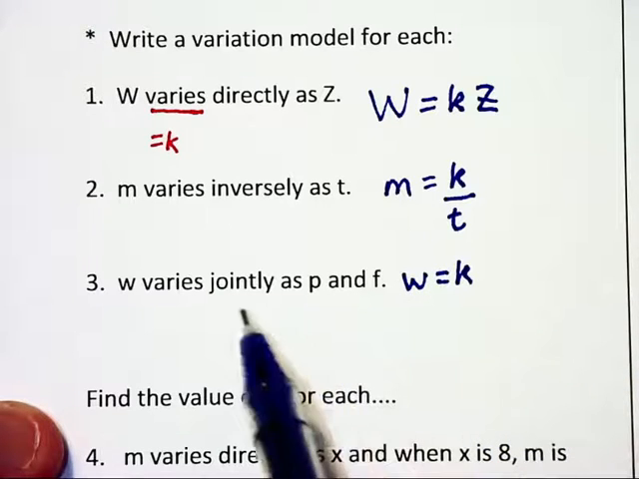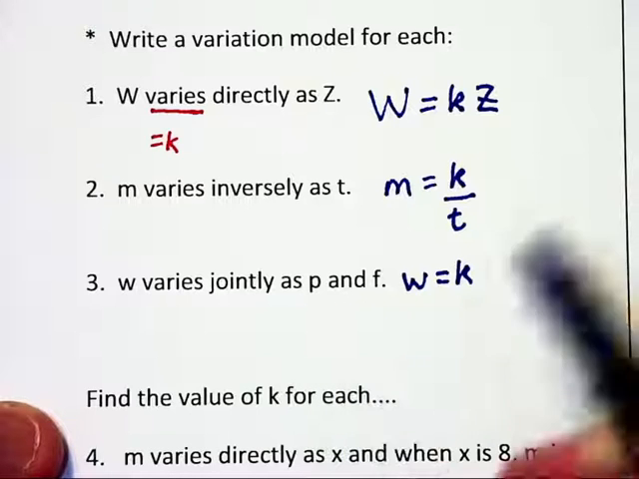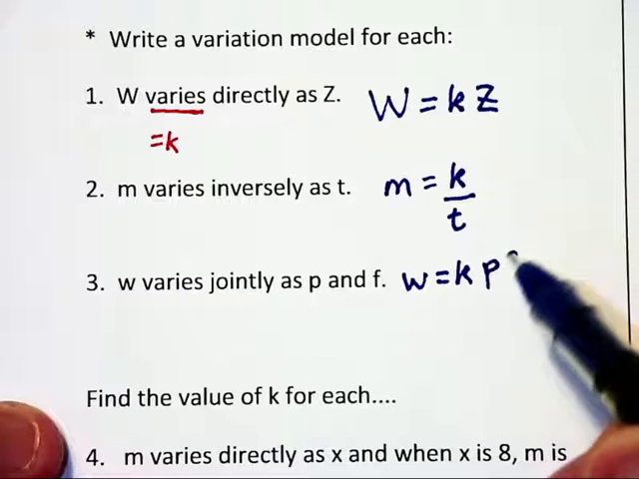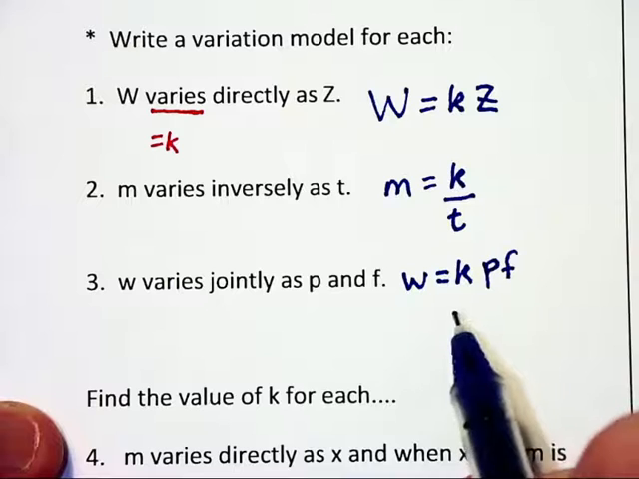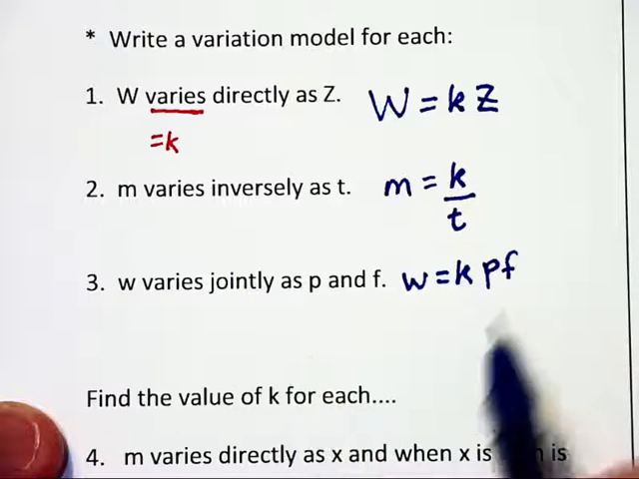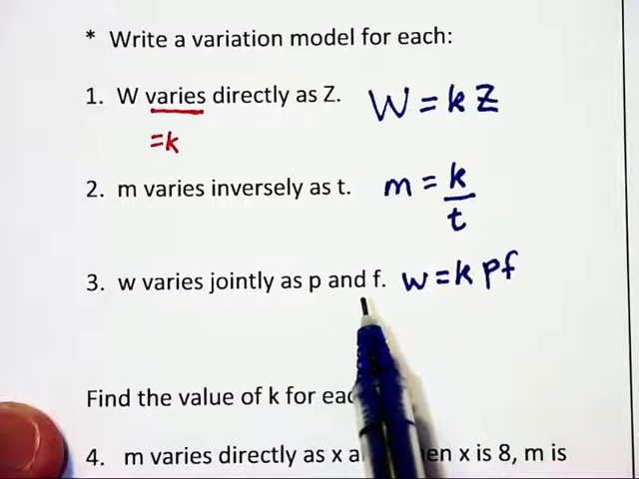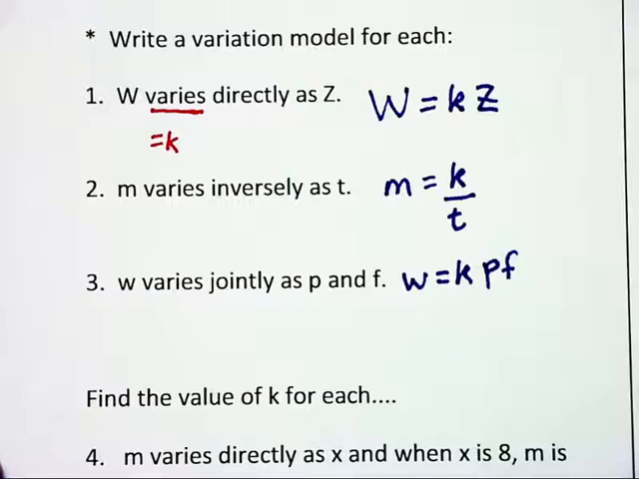In the third problem, w varies. Now jointly tells us we've got two or more variables coming after that, so p and f are going to be up there with the k. You'd need an inversely word there to put either of them in the denominator. Joint variation is assumed to be direct variation unless you are told otherwise.